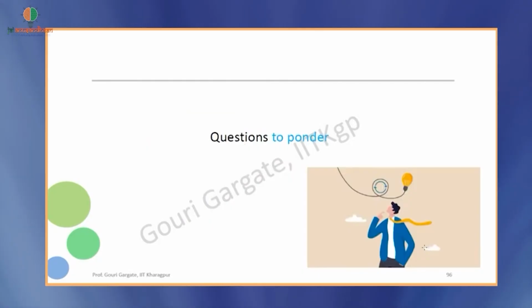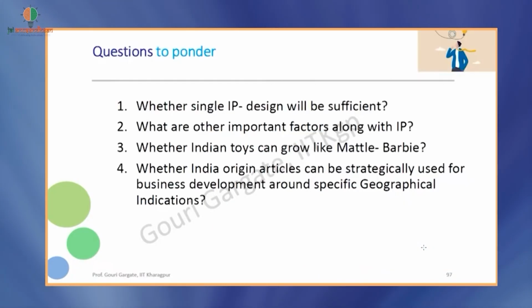Lastly, a few questions we should ponder on. Whether a single IP design will be sufficient? Is only one type of IP sufficient? I will say no, definitely not. You just think about it. Whether other important factors along with IP are important? Yes, definitely. We have to think about other factors.